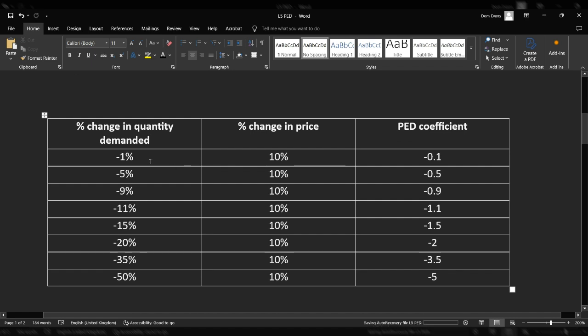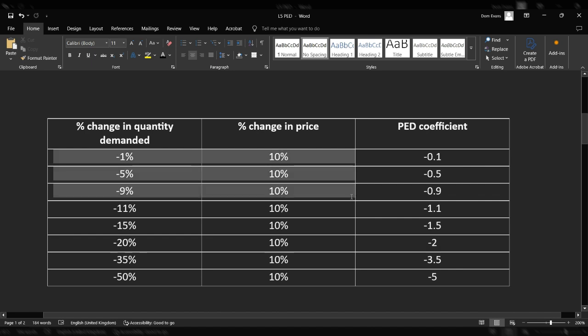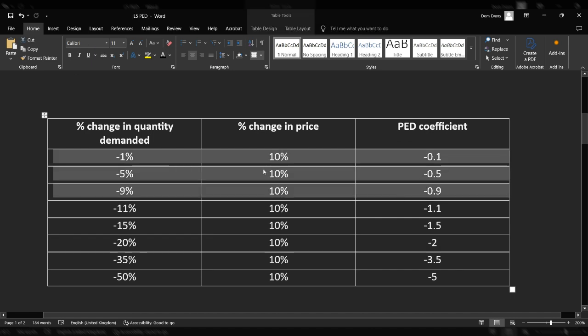So on the left-hand column here, we've got the percentage change in quantity demanded. In the middle column, we've got the price, and then we've got the PED coefficient. Right, so these first three, where there's a 0 point in front of my PED coefficient, it starts with 0 point because the percentage change in quantity demanded is less than the 10% change in price.